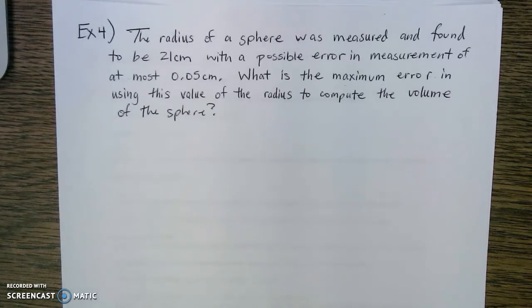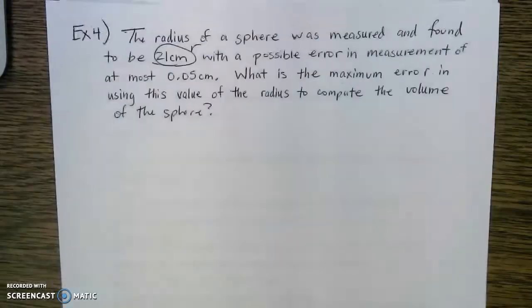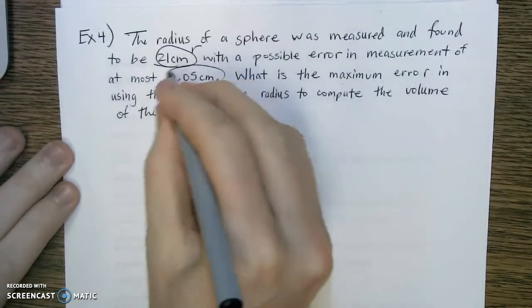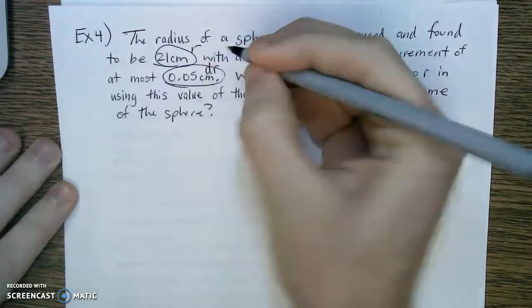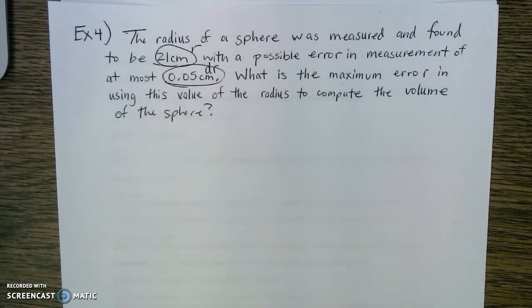Okay, here we're going to use differentials to find the maximum error. So I've got the radius of a sphere was measured and found to be 21 centimeters, so this is going to be my radius, with a possible error in measurement of at most 0.05 centimeters. So that's going to be my change in radius, dr. What is the maximum error in using this value of the radius to compute the volume of the sphere?